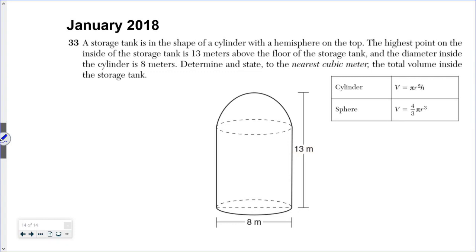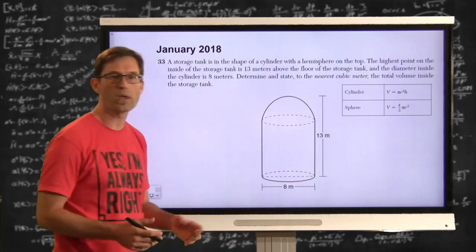The highest point inside the storage tank is 13 meters above the floor of the storage tank, and the diameter inside the cylinder is 8 meters. Determine and state to the nearest cubic meter the total volume inside the storage tank. Okay, easy enough, here we go, right?